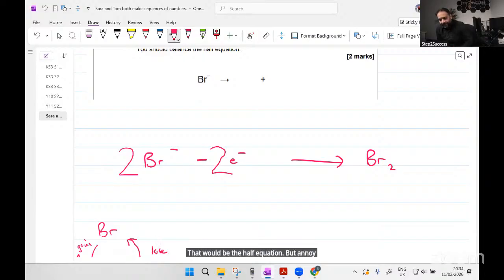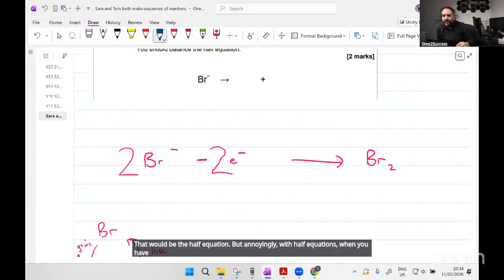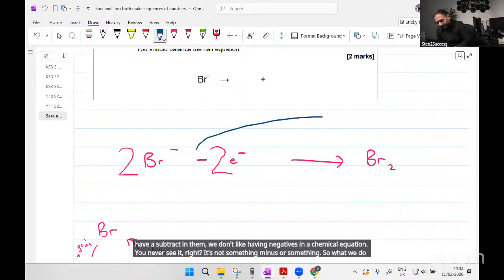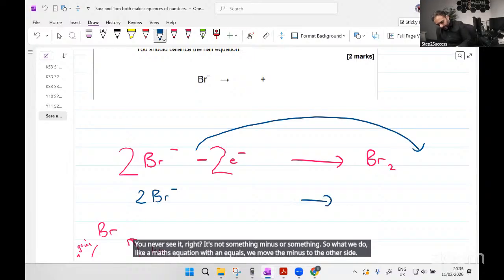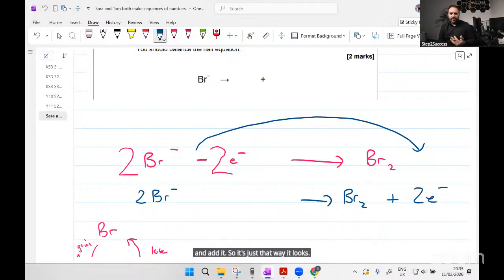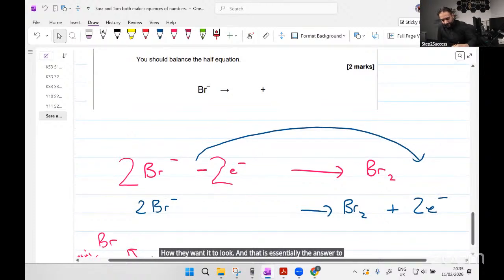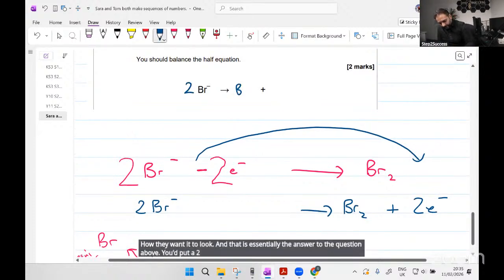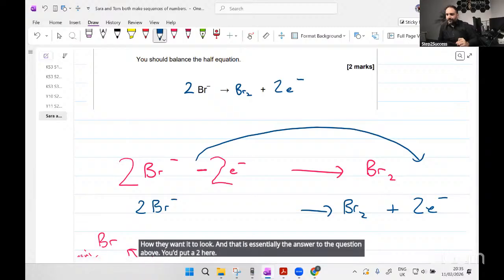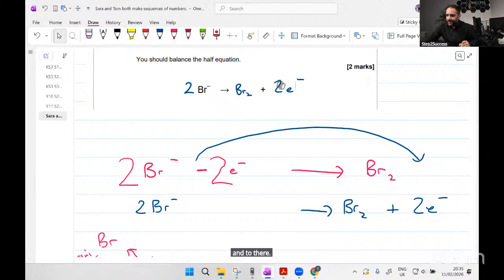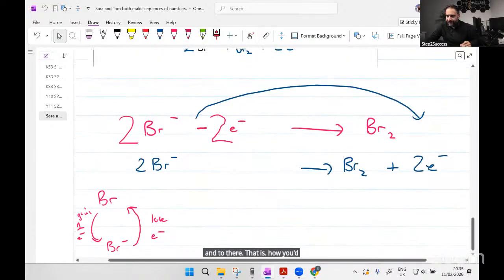But annoyingly, with half equations, when you have a subtract in them, we don't like having negatives in a chemical equation. You never see it. It's not something minus or something. So what we do, like a maths equation with an equals, we move the minus to the other side and add it. That's just how they want it to look. And that is essentially the answer to the question above. You'd put a 2 here and a 2 there. That is how you'd go about doing that particular question.